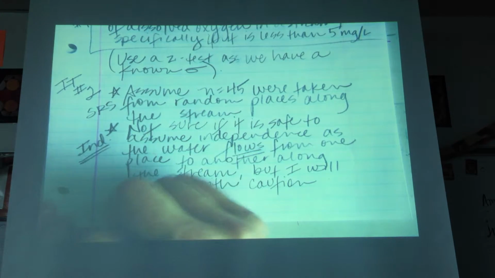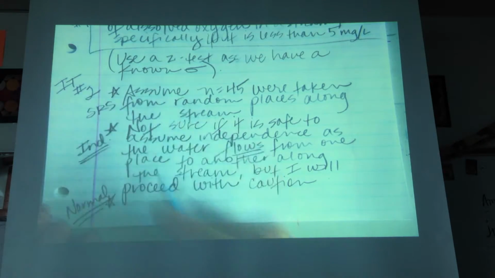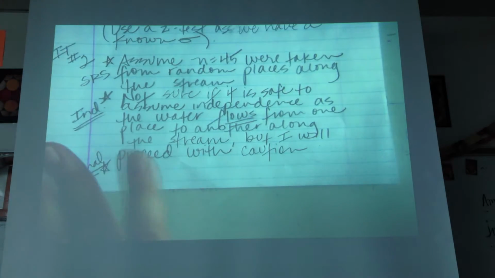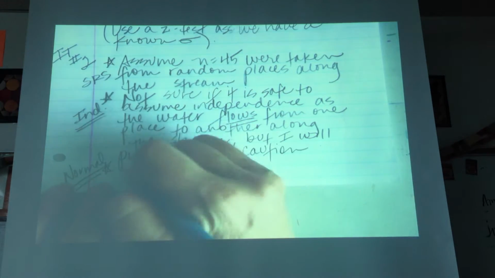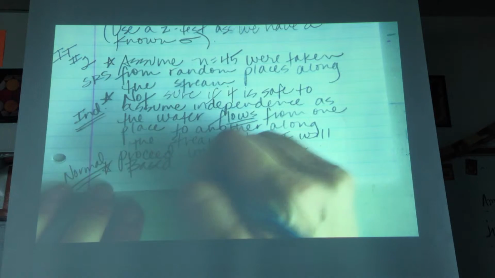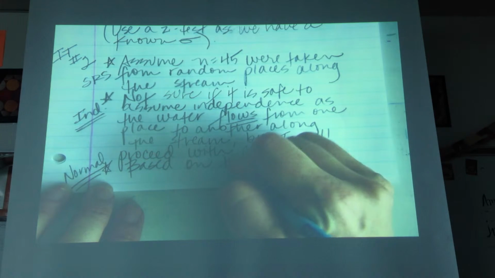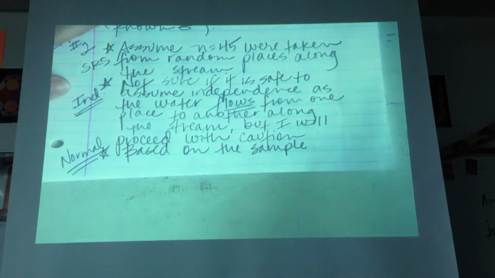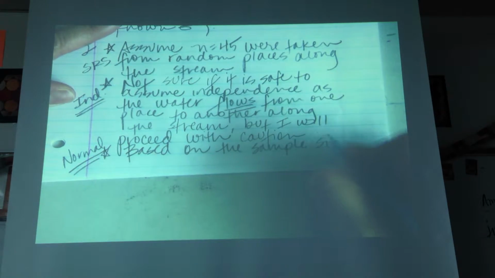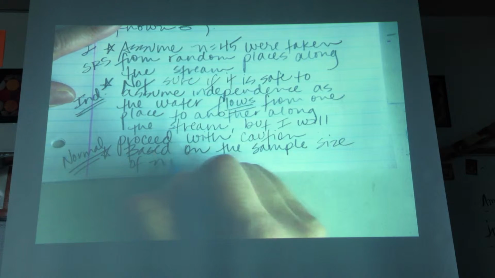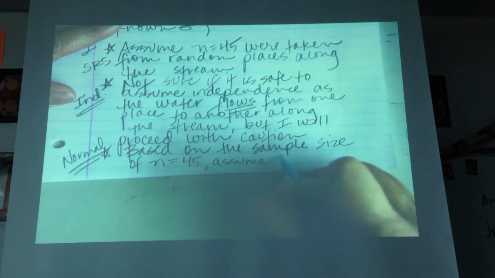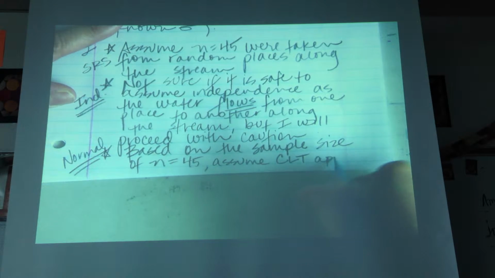Real detail. And last but not least is normality. Is it normal? I don't remember reading that we were told it was normal, but no, I don't see the word normal there. Based on the sample size of n equals 45, we will assume that the central limit theorem applies.